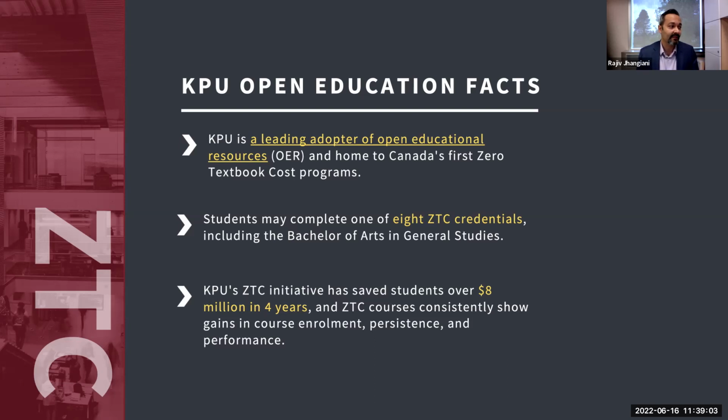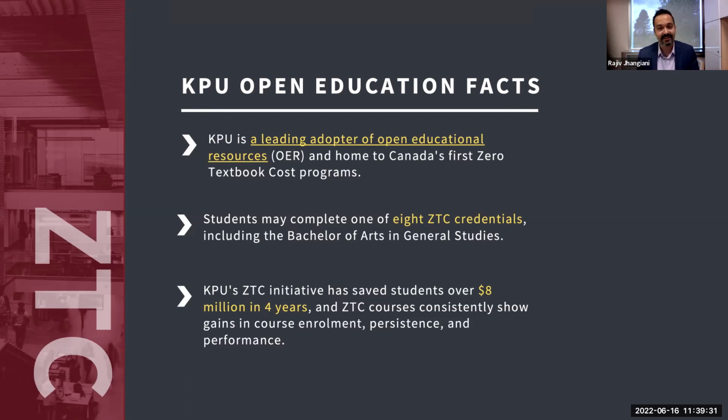At this point, we have nearly 1,000 individual zero textbook cost courses and 8 entire credentials, including a couple of bachelor's degrees where students can complete the whole program with zero textbook costs. In the 4 years since that program was launched, in January of 2018, we're very proud to see that students at KPU have saved in excess of $8 million in textbook costs, in addition to, of course, showing gains in their educational outcomes.